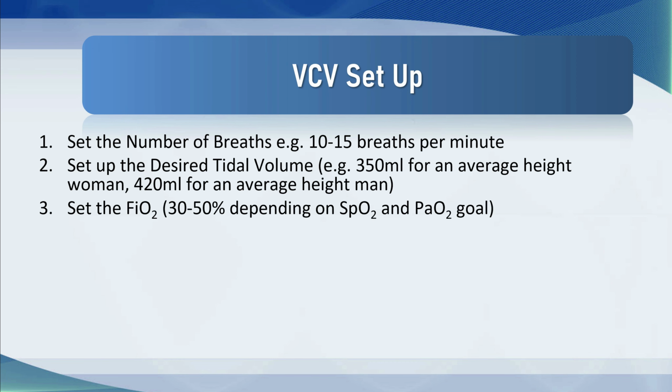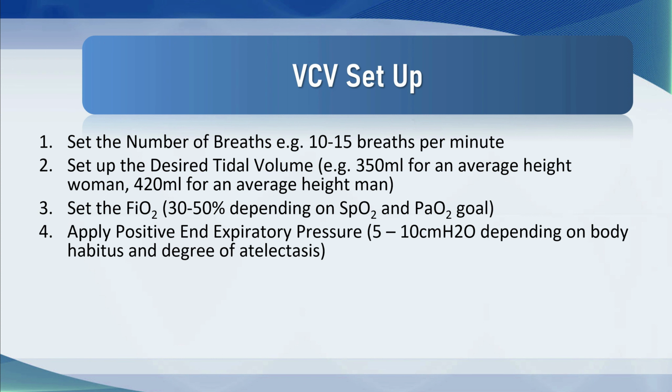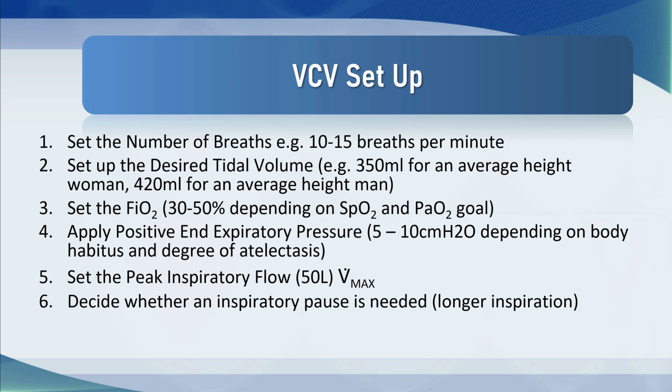Then you set the inspired oxygen tension, usually between 30 and 50%, depending on the saturation and the PaO2 goal. You apply PEEP, 5 centimeters of water being conventional, but you can go up on this depending on the body habitus and the degree of atelectasis. Again, obesity, you might need a little bit higher PEEP. You set the peak inspiratory flow of 50 liters or so per minute. That's the V max.